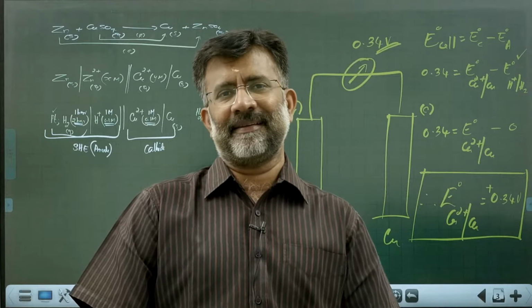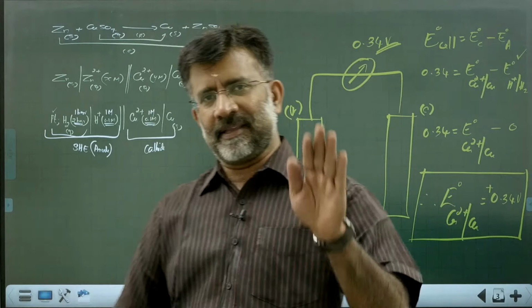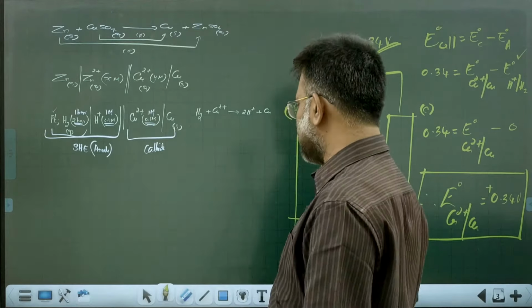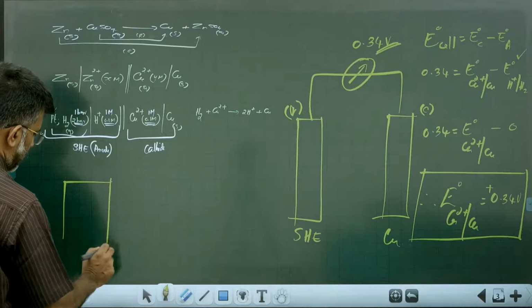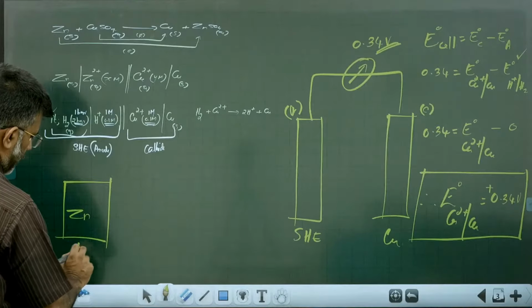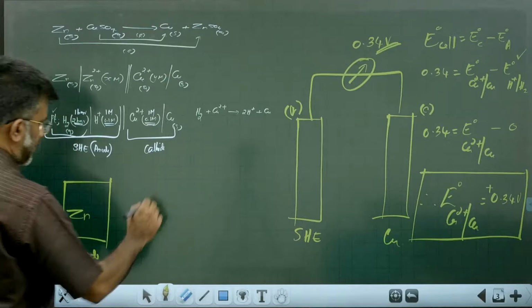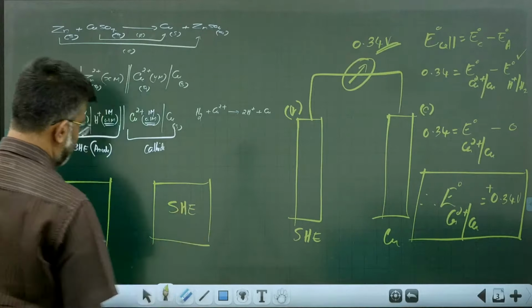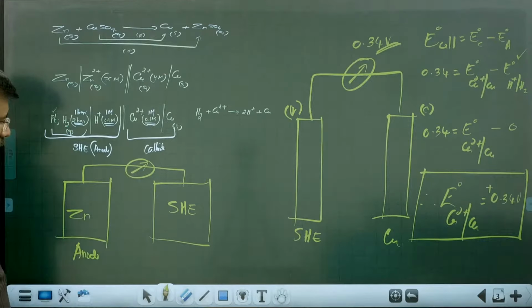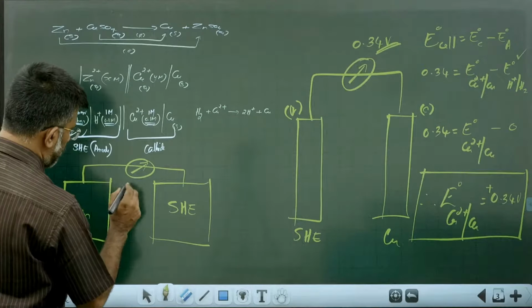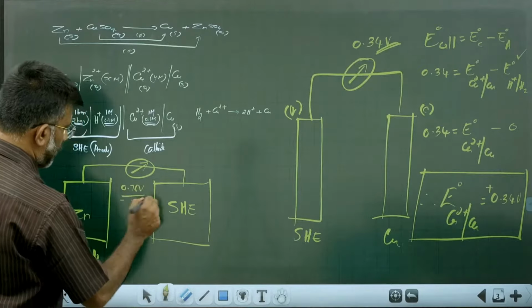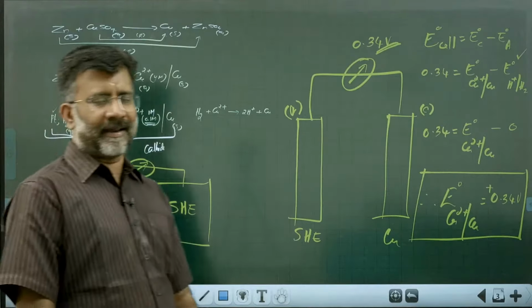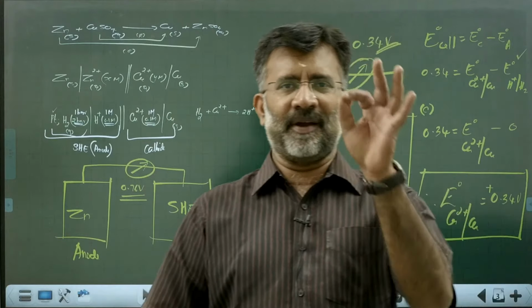Is it clear? Suppose at the same time we are taking zinc. What is the scenario? Suppose it is zinc versus SHE. Please understand, the zinc electrode will act as anode because it is more reactive, and SHE will act as cathode. When you connect it externally with a voltmeter, the potential difference that you are going to get is 0.76 volt under standard conditions.